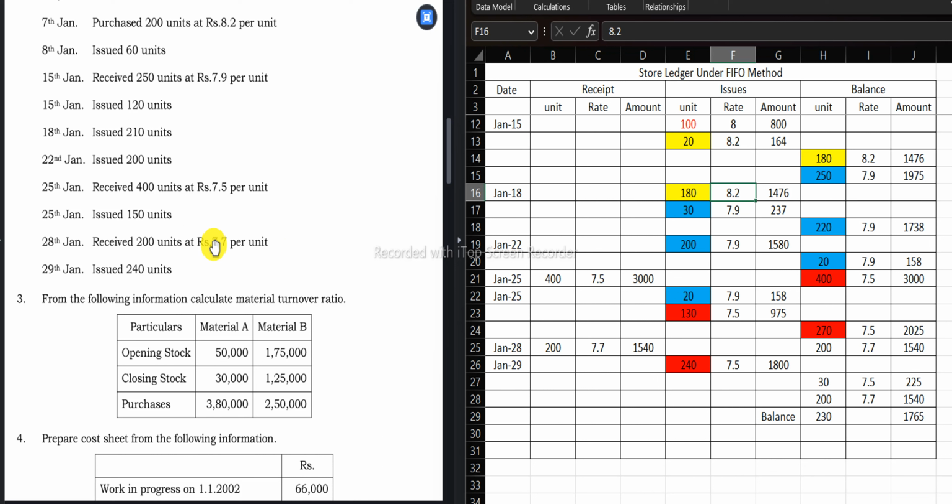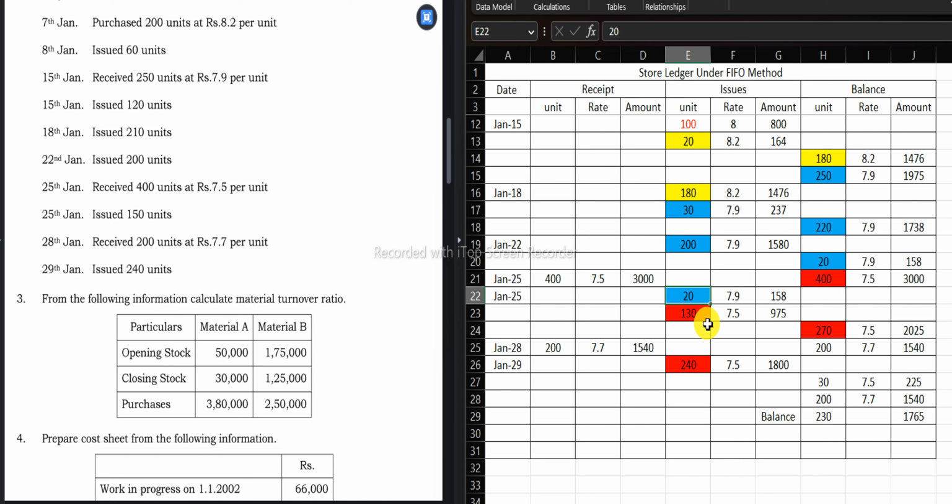Next, on 25th we are going to issue 150 units. On the same day we issue 150 units. Now we have two balances, one is 20 units and one is 400 units. I cannot issue 150 from the first balance of 20 units, because 20 is less than 150. I can issue a maximum of 20 units first. Then out of 400 I need to issue the remaining 130 units.